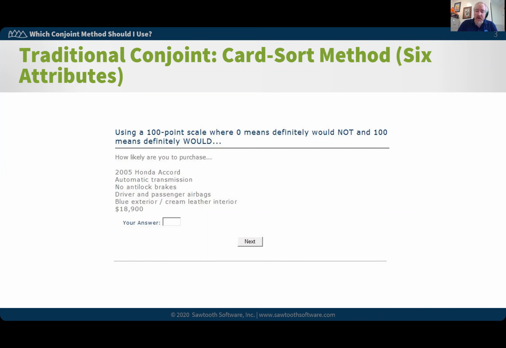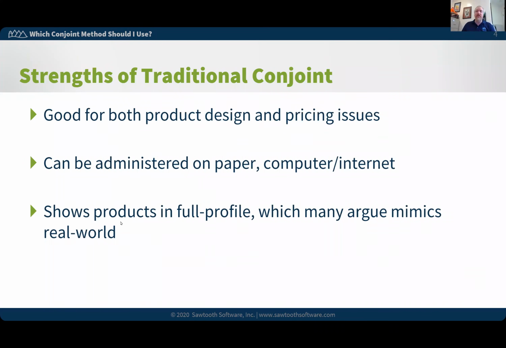So let's talk about what makes this work and what makes it not work. So strengths of traditional conjoint is that it's been around for a long time. The math is understood. People understand what it's doing. It's good for both product design and pricing issues. So you can toss price in here, and we're showing things full profile. So we're showing each respondent all of the attributes all of the time. And so for things like price, it shows up every time.